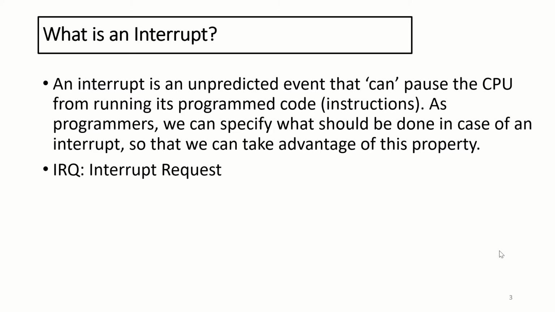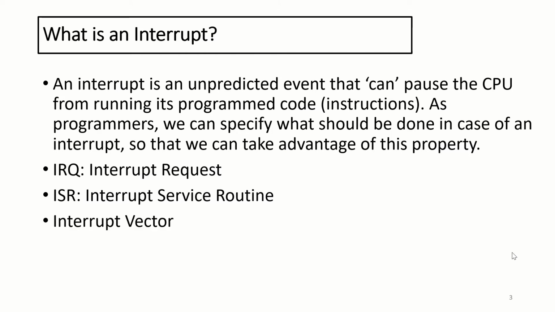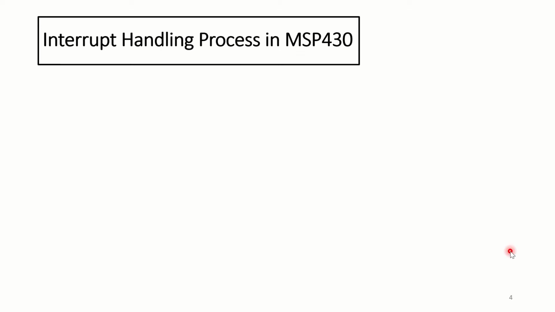IRQ or interrupt request initiates the interrupt handling process. ISR or interrupt service routine is the piece of code that is run by the CPU in case of an interrupt. Interrupt vector is a memory slot for a specific interrupt type, such as a port interrupt, that holds the memory address of the ISR.